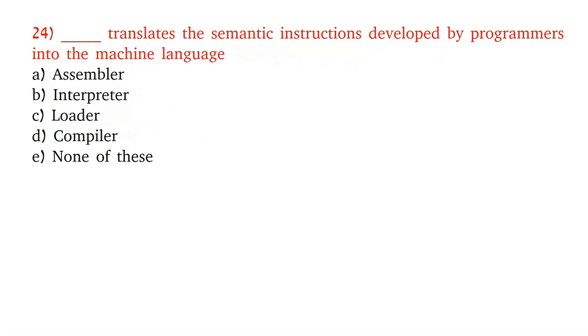Next question. Dash translates the semantic instructions developed by programmers into machine language. A. Assembler. B. Interpreter. C. Loader. D. Compiler. E. None of these. The correct answer is A. Assembler.